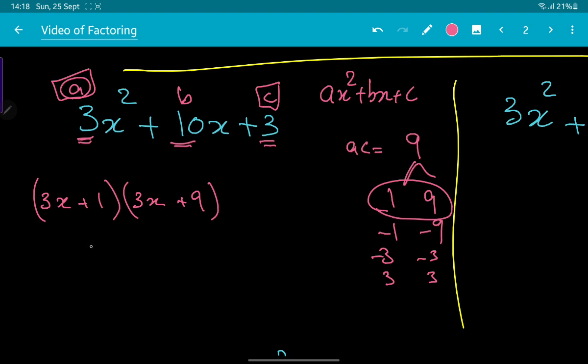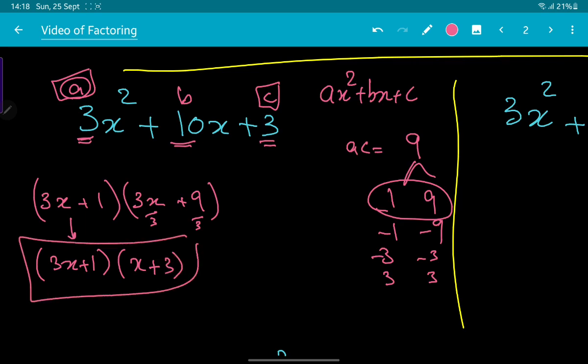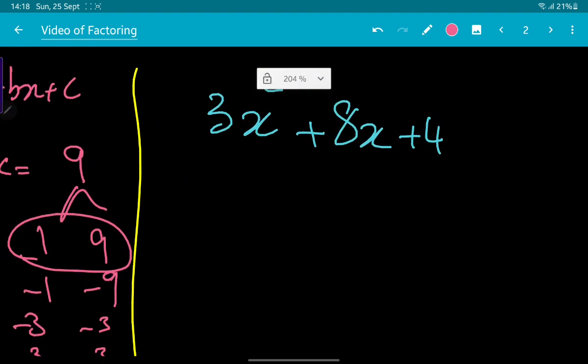Okay, here's the next step. Simplify one of the two brackets. This could be divided by 3 in both terms. So leave the first one, 3x plus 1, and this will be x plus 3, and this is your final answer and right answer.